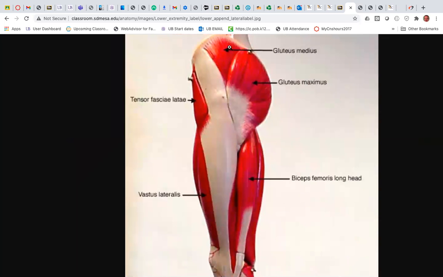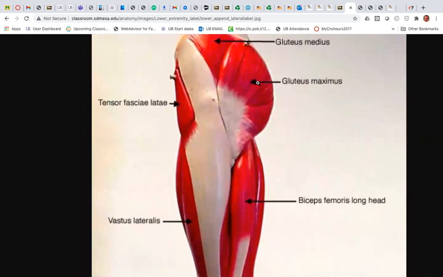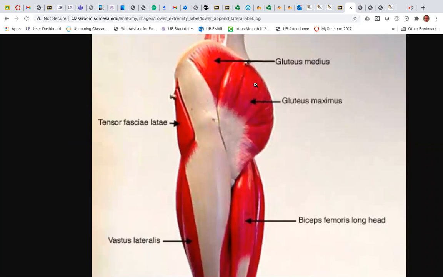So gluteus maximus, deep to it, if we took this off, we could see the gluteus medius. You could definitely see the anterior portion of it. The gluteus maximus is your primary hip extensor. So if you're sitting down and you go to stand up, your glute muscle will contract. This is the stairmaster muscle, the gluteus maximus. Climbing stairs, you have to extend the hip to do it.